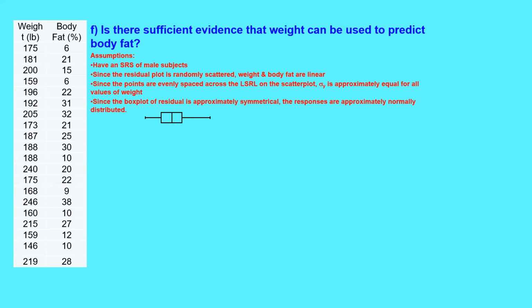Since the points are evenly spaced out across the least squares regression line on the scatter plot, sigma y is approximately equal for all values of weights. And since the box plot of residuals is approximately symmetrical, the responses are approximately normally distributed.